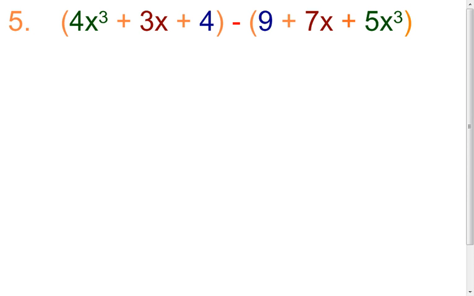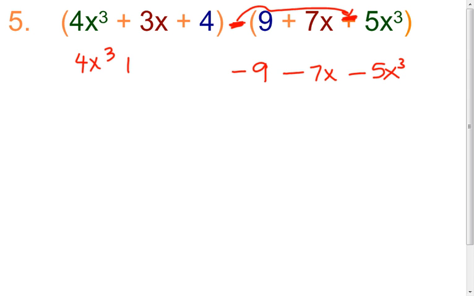All right. Same kind of thing here, you guys. Be really, really careful. When there's this minus sign in between, you need to remember to subtract 9, to subtract 7x, and to subtract 5x cubed. Okay, now, if this was a minus sign right here, then you would go negative times a negative, and it would become a positive. Okay, but it's not. And I'm just going to bring down that first parentheses, and now I'm going to combine my like terms.